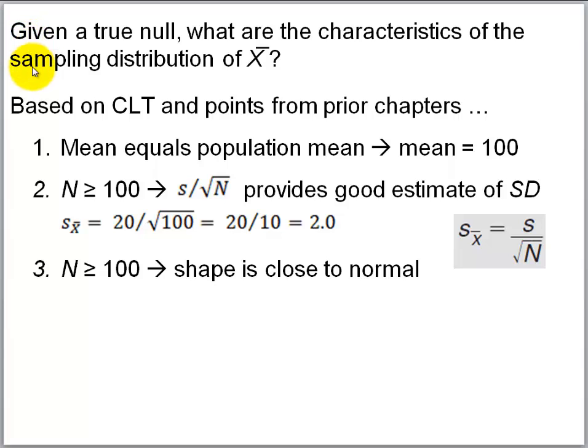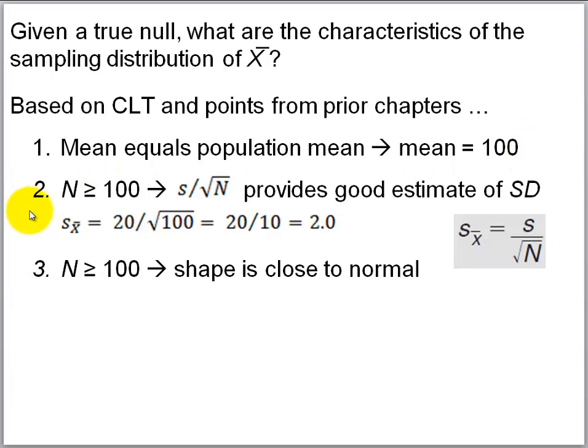So let's go ahead and use our knowledge of the central limit theorem to work on the characteristics of our sampling distribution. Point 1 of the CLT states that the mean of the sampling distribution equals the population mean, which is to say the mean of the population from which the samples are selected. So the mean of our sampling distribution will be 100.